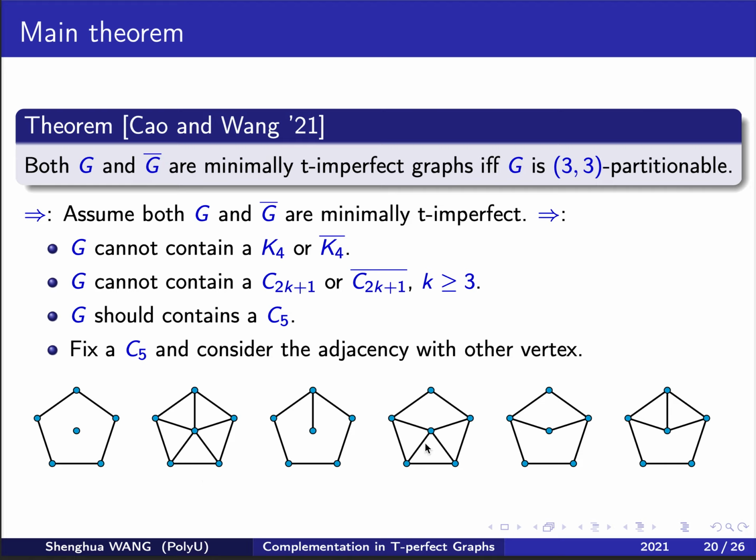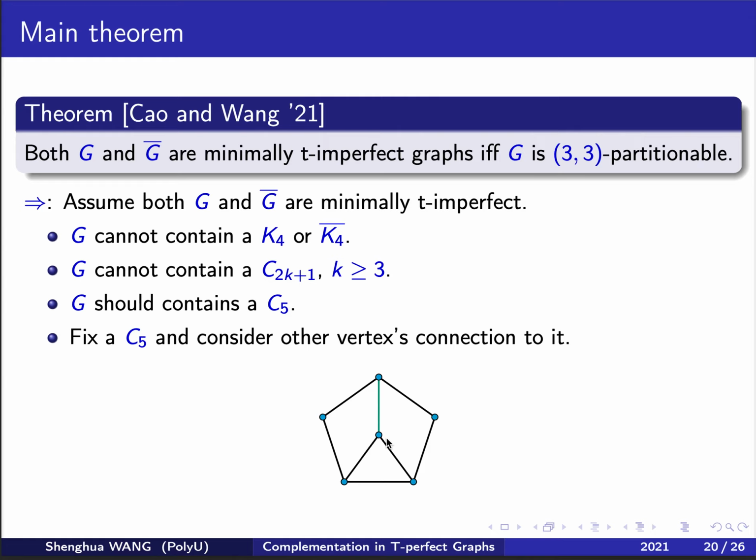If the vertex has 4 neighbors on the 5-cycle or has 3 consecutive neighbors on the 5-cycle, then we could do T-contraction on this vertex and this vertex. That will give us a K4 T-minor in the graph. Therefore, for these 3 situations, we reach a contradiction, and we will reach the same contradiction in the complement of G if this vertex has no neighbors on the 5-cycle, or has exactly 1 neighbor, or has 2 neighbors that are not consecutive on the 5-cycle.